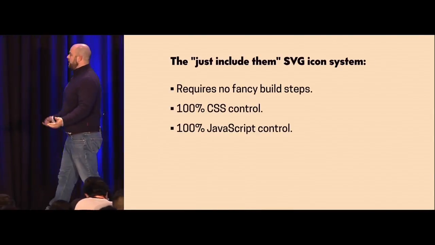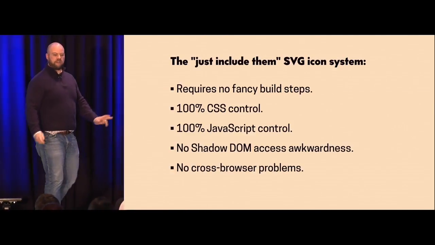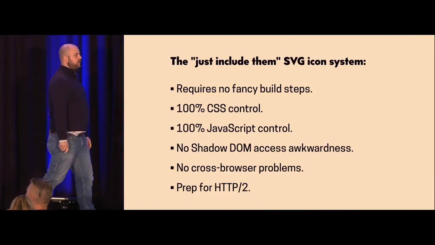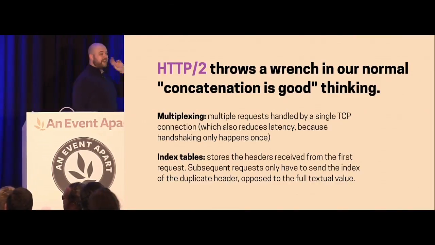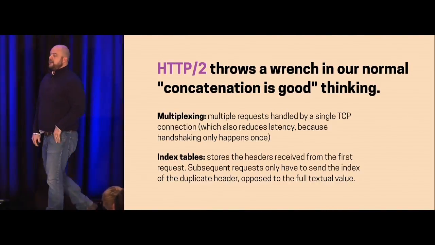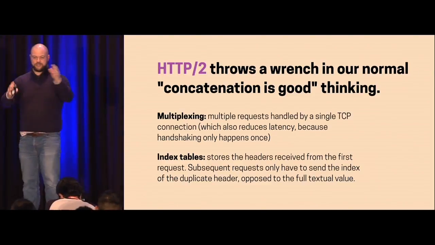Requires no build step, all the control you need, no shadow DOM, no cross-browser problems. It's just a nice way to go, really. And it's kind of like prep for HTTP2, which was mentioned a little bit, HTTPS required and all that stuff. But it throws a wrench in this whole icon system in that it's not really a penalty anymore to make more requests.